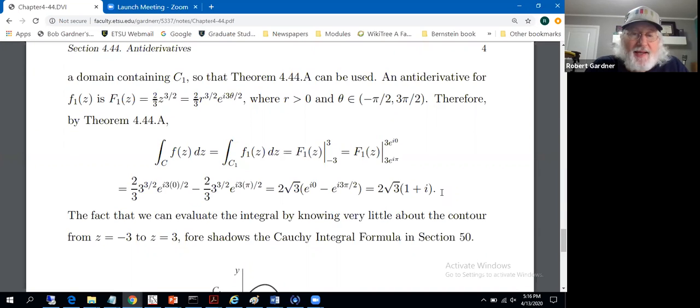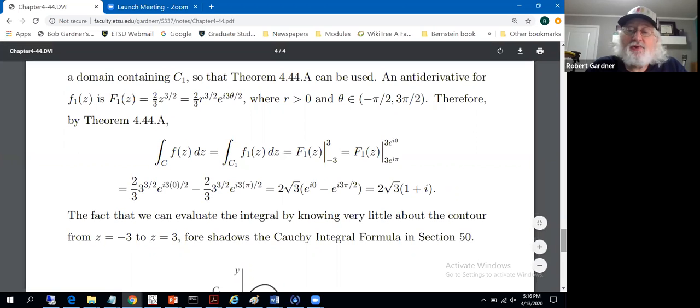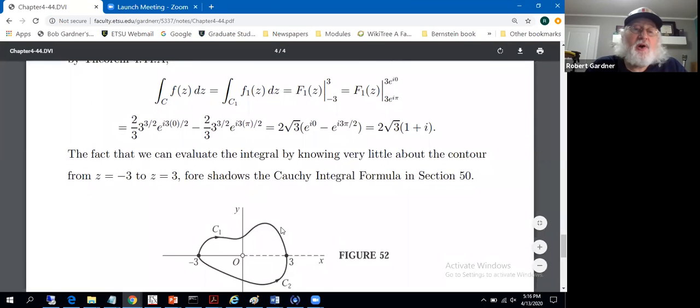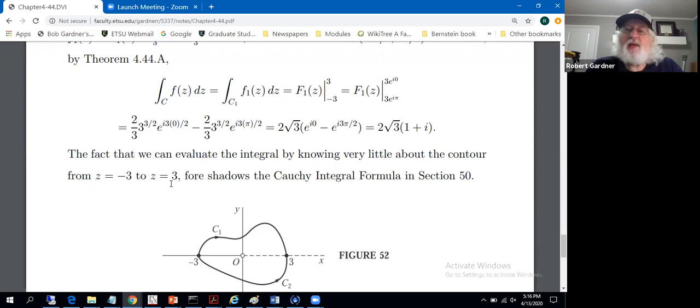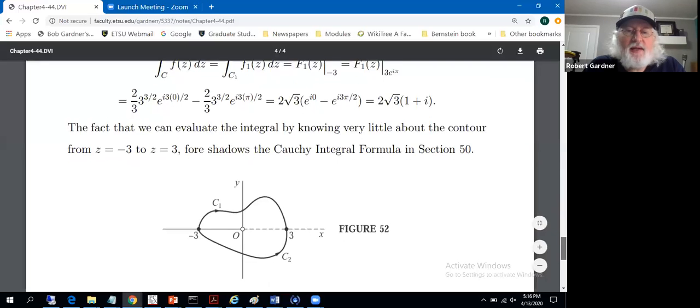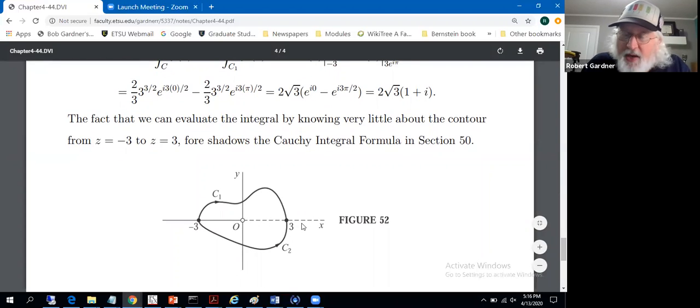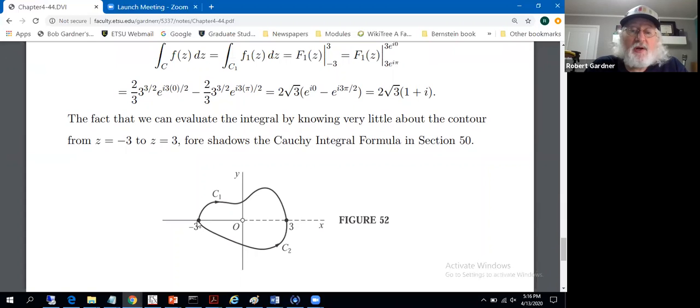We didn't know anything about that contour other than it started at -3 and it ended at 3. Oh yeah, and it lay in the upper half plane. Now that being in the upper half plane was important because that let us use a branch of the logarithm. If we had a contour that did a loop-de-loop around the origin, around 0, we'd be doomed, because I can't find a single branch of the logarithm that can fix it.